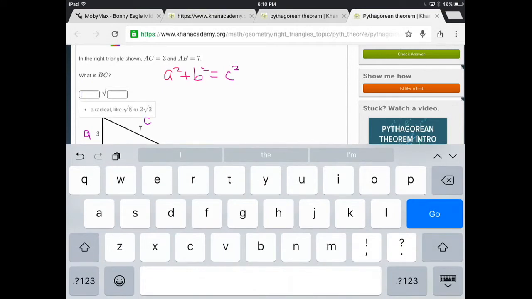Now, just so we understand, Khan Academy will actually ask you to give your solution in the form of either a radical, like the square root of 8, or 2 times the square root of 2. What that means is that it is not expecting you to simplify your answer.